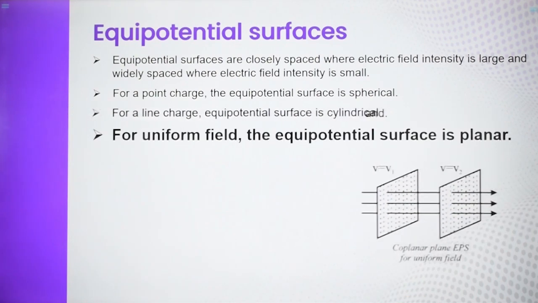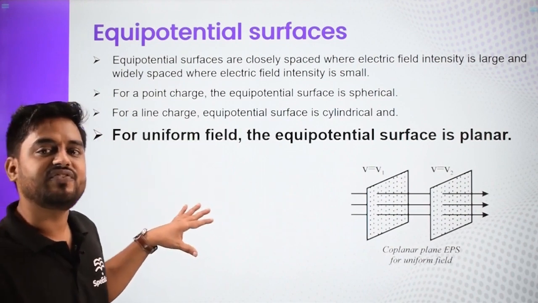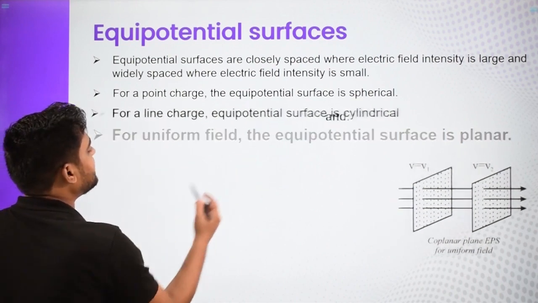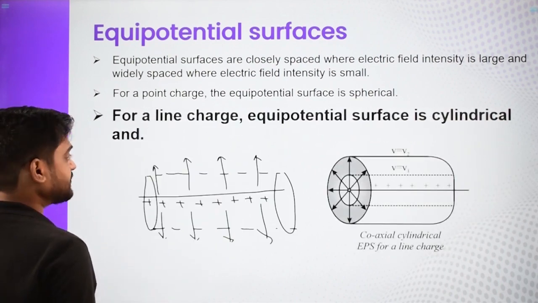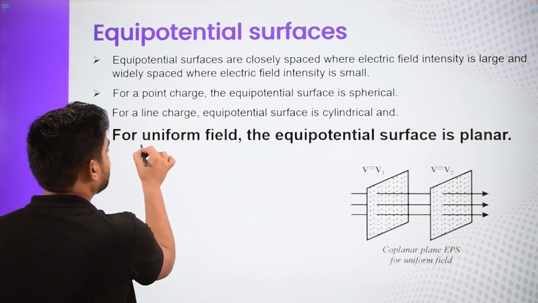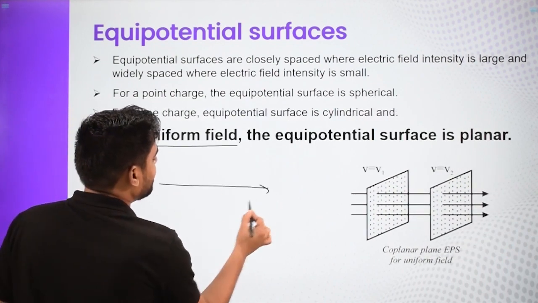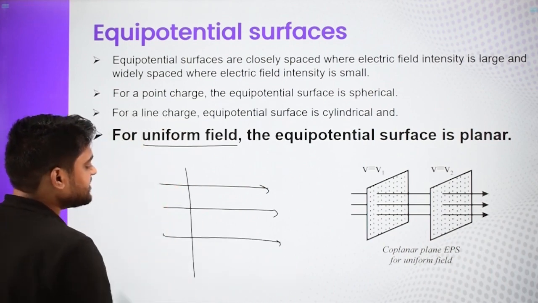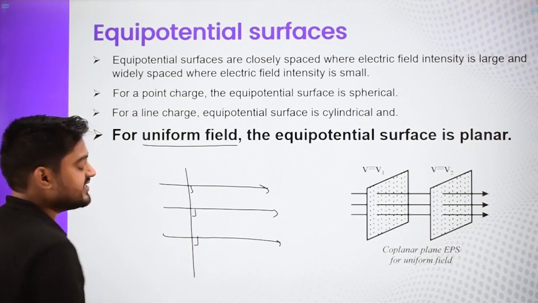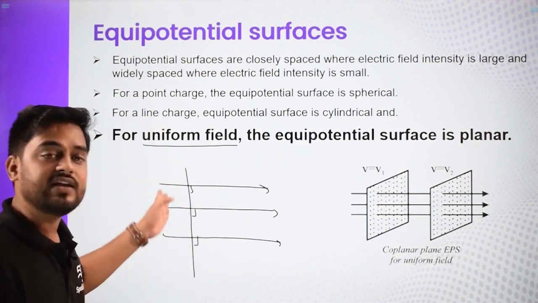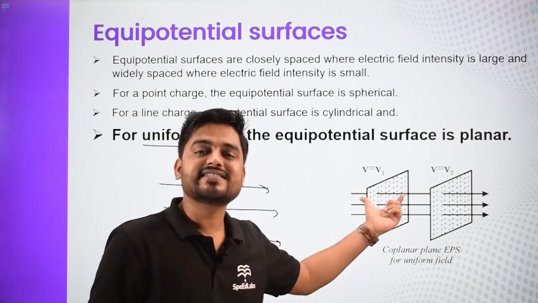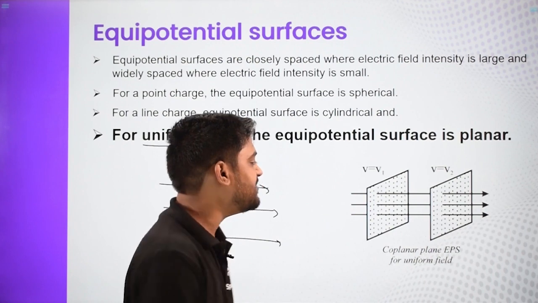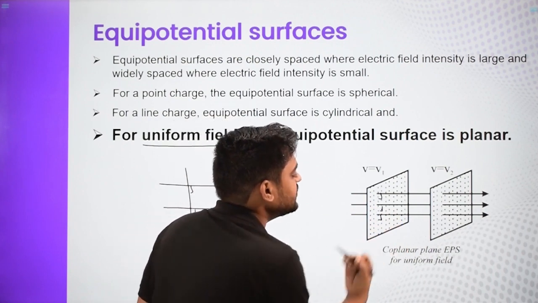If we are talking about a uniform field, if the electric field is constant, then what is the equipotential surface? A uniform field is represented by field lines which are equidistant and parallel. So here the only option is this, and this is 2D, so you are looking at a line, but if you think in 3D, it will be a planar surface. So equipotential surfaces are planes, or coplanar surfaces, which are perpendicular to those field lines.